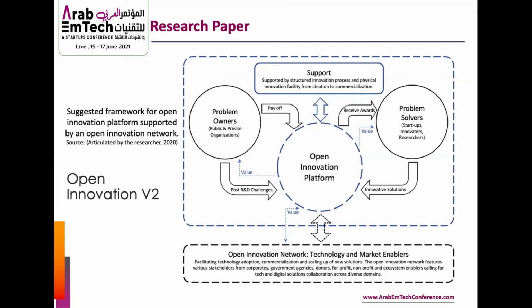In this diagram, we can see different stakeholders available in order to try to solve the problem that we are currently facing. For example, from one side, we see here the problem owners, or we can call them seekers, those who face a challenge, or those who are facing a problem, and this problem needs to be solved. They can be a public or private organization.